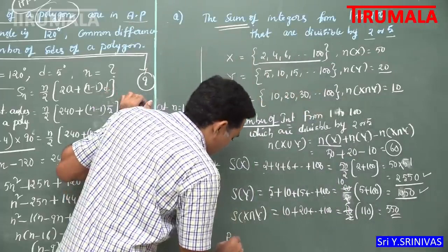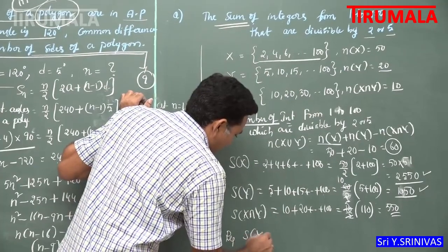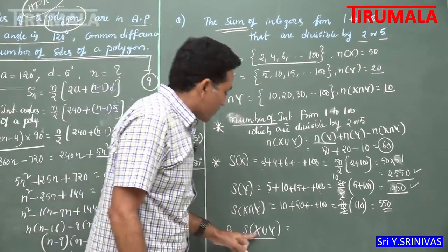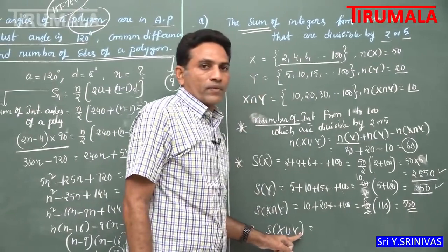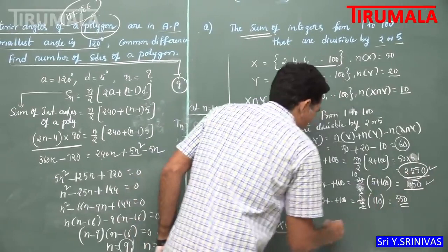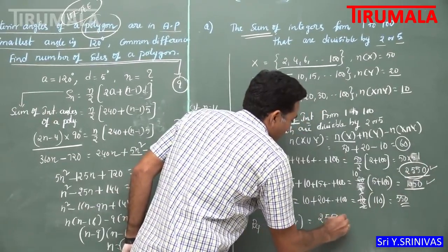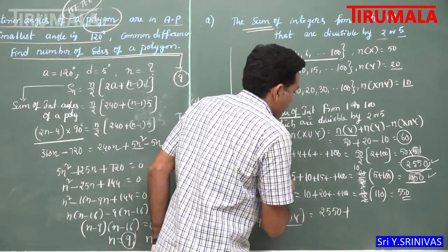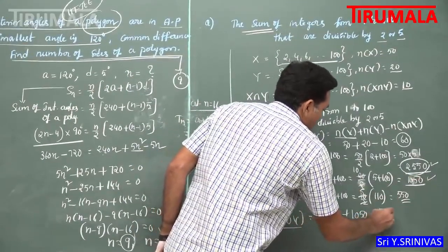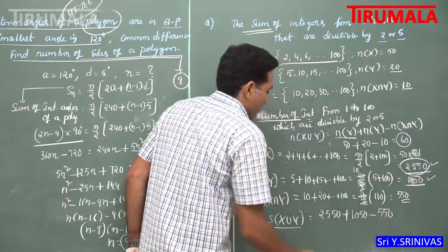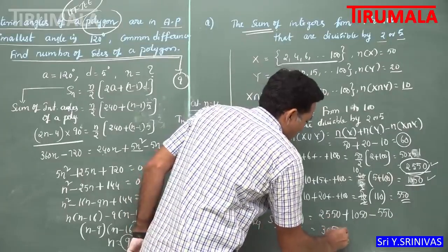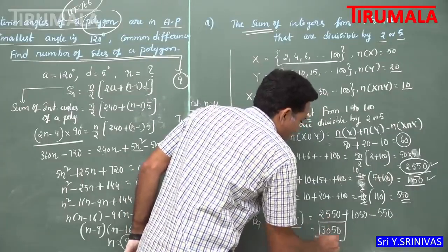550 required. What is required, students? Observe clearly. X union y: sum of the numbers which are divisible by 2 or 5. It is the sum of the 2 multiples, 2550, plus the sum of numbers which are divisible by 5, 1050, minus 550. 2550 plus 1050 is 3600, minus 550, 3050 is the required answer.